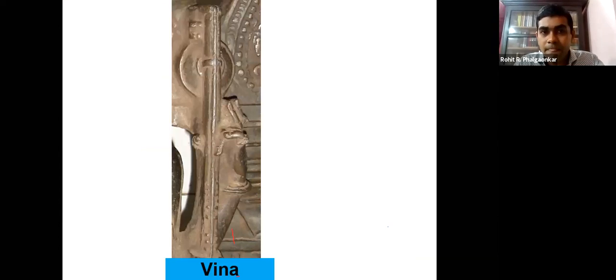You have yet another very important weapon, which is normally found in the hands of Parshuram, and it is called the axe, or Parshu in Sanskrit. So you can see the axe. The moment this is seen, you have to understand that it could be a sculpture of Parshuram or a sculpture of Ganpati also. You have the Veena, which is an identifying feature of Saraswati.